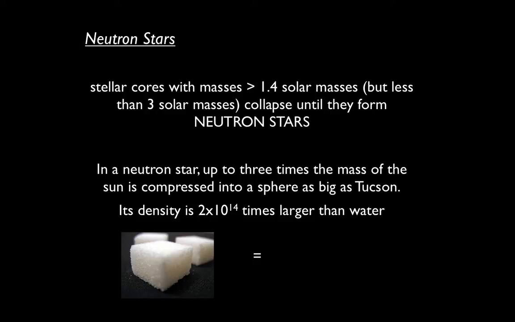And how much mass would be in a sugar cube of neutron star material? Well, as much as the entire humanity, all of humanity. So 7 billion people could fit into the space the size of a sugar cube.